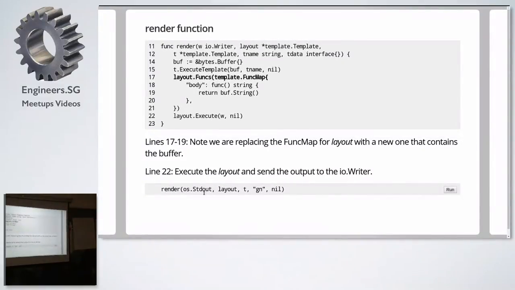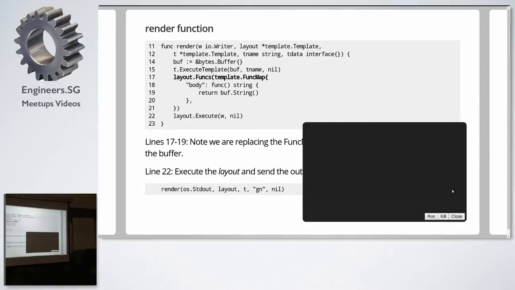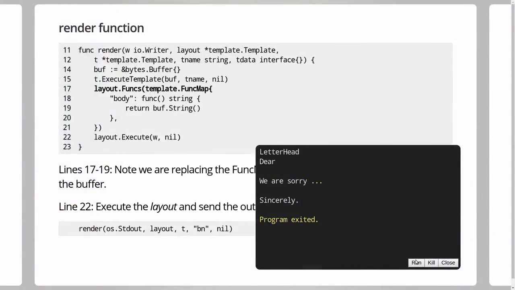So if I execute this, I get good news. Dear whatever, I'm pleased, sincerely. If I change this data to bad news and run it again, it says, dear, we are sorry. So I'm taking the good news template and bad news template and sticking in the layout.